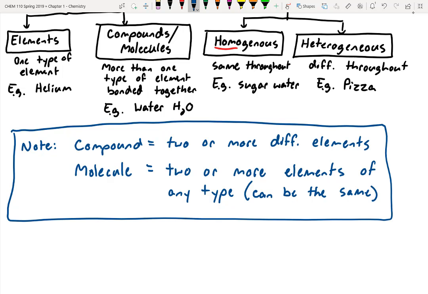Another example of a heterogeneous mixture would be how you put water and oil together, they can't mix. If we think about water and oil, they'll form layers. There'll still be one liquid throughout, but they won't be evenly mixed. So I would call water and oil a heterogeneous mixture. That's a great one.